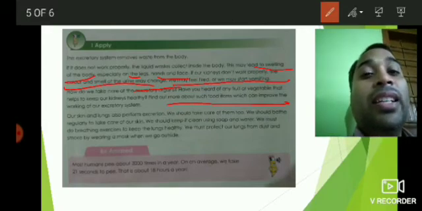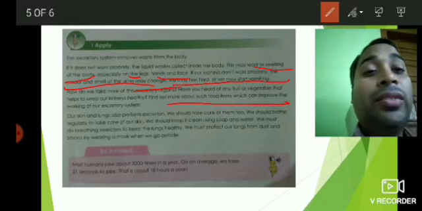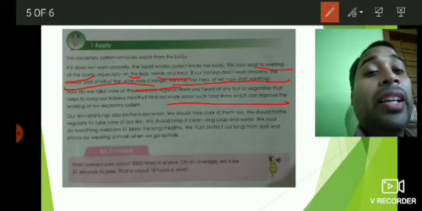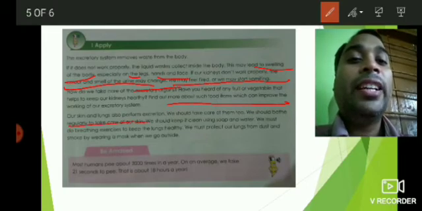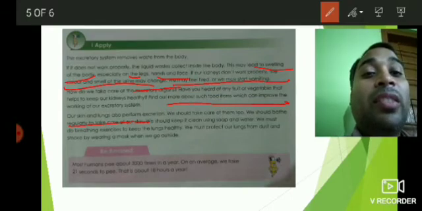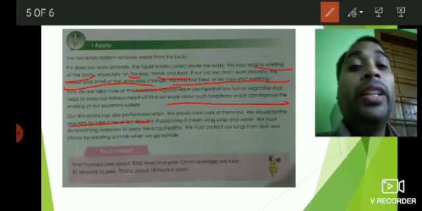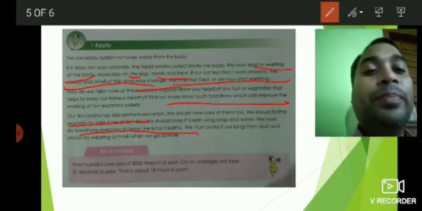Then our skin and lungs also perform excretion, so they too need to be taken care of. So we should take care of them too. We should bathe regularly to take care of our skin. So for skin we should regularly take a bath. We should keep it clean using soap and water. We must do breathing exercises to keep our lungs healthy. So along with that, to keep our lungs healthy, we should do breathing exercises.